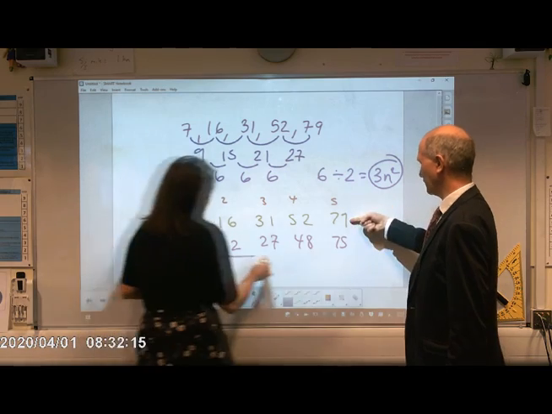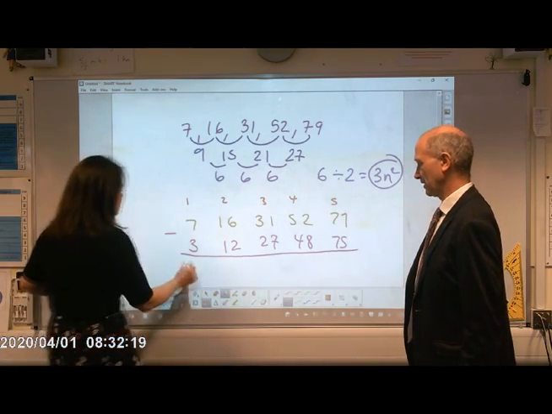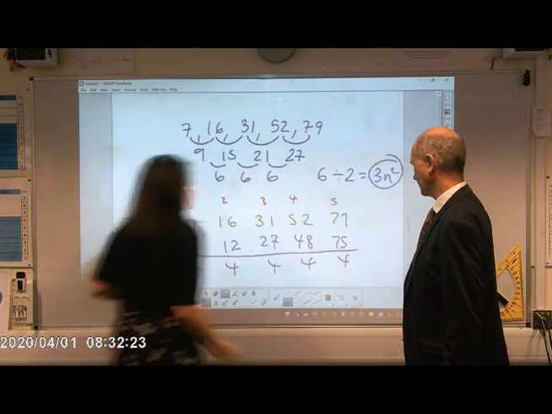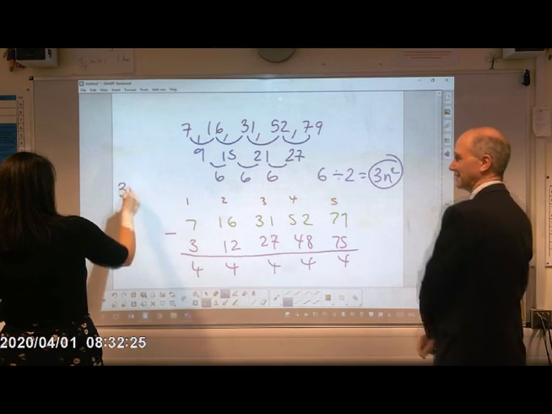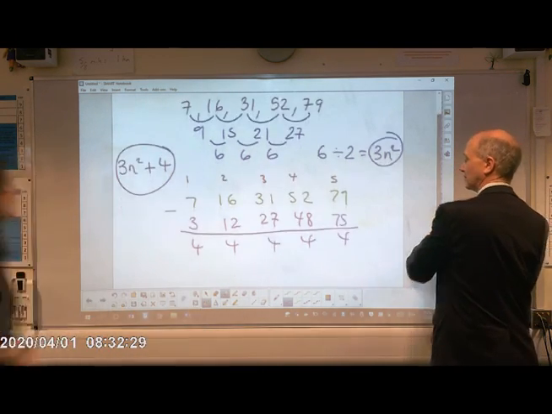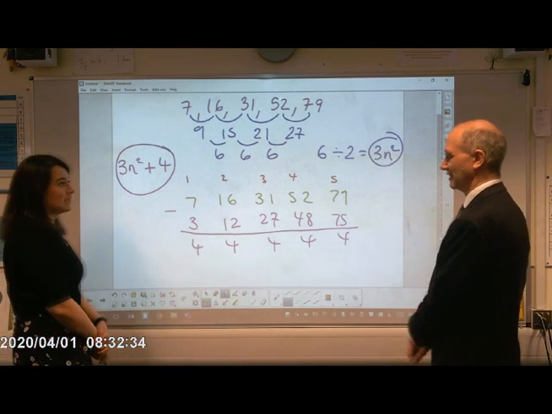So that's what we want to get. That's what 3n squared gives us. So our difference is? Oh, brilliant. It's just a number. So our answer is going to be 3n squared plus 4. I love it. It is one of my favourite things. That's good. Right, step it up a notch, I hope, on this next one.